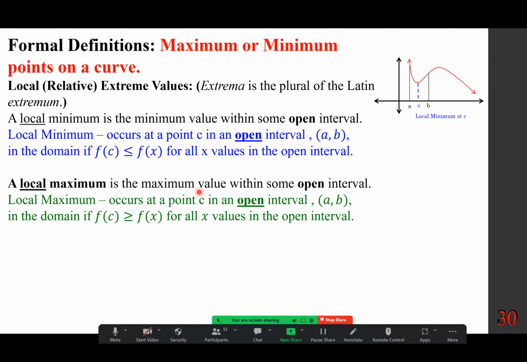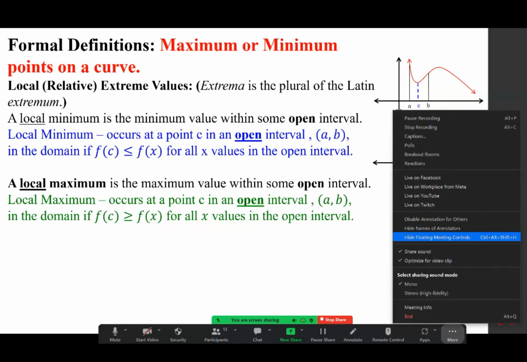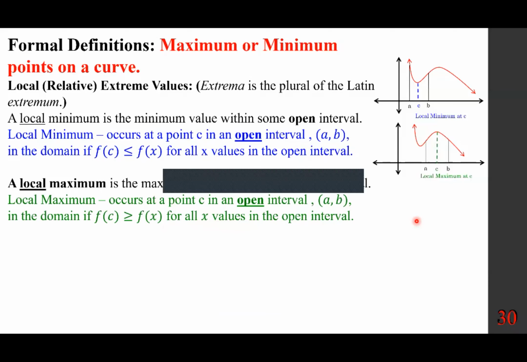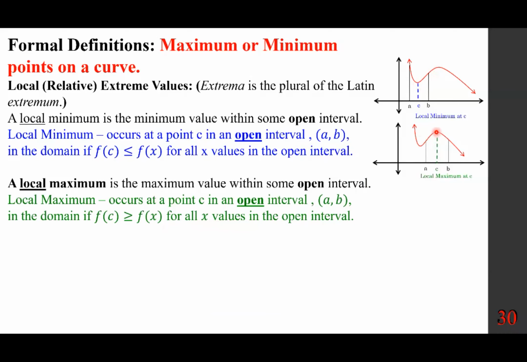A local max is the maximum value within some open interval. A local max occurs at the point c in an open interval of a to b in the domain if f of c is larger than or equal to f of x for all x values in that open interval. So let's go back up here. Local min, local max. In some open interval. But why is it local? If this is the local min, there are points that have smaller y coordinates. If this is a local max, there are points that have larger y coordinates.